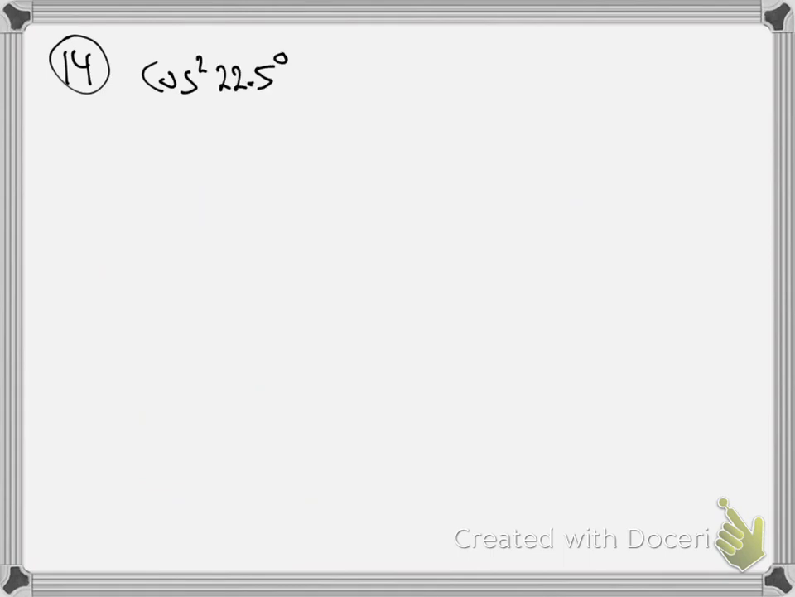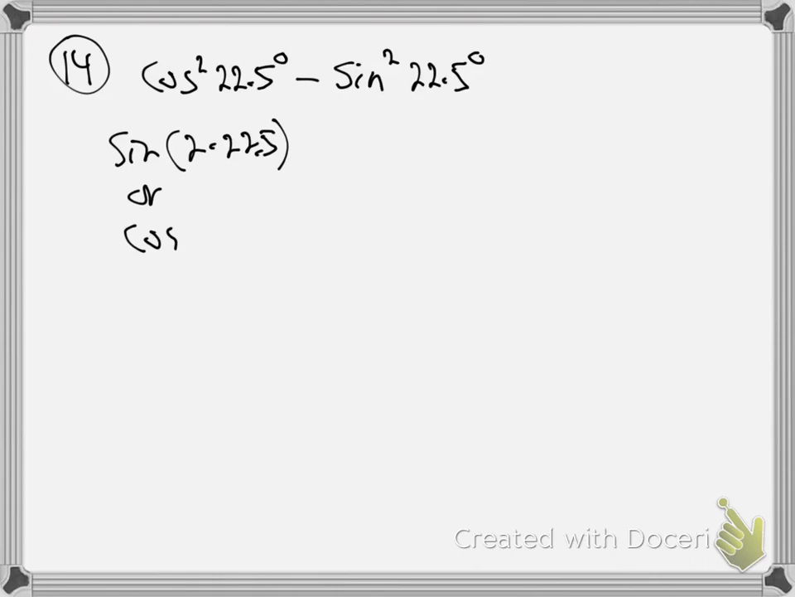Cosine squared 22.5 degrees, minus sine squared 22.5 degrees. All right, so it says some stuff at the top that those words are meant to really help you. It says, write it as sine, cosine, or tangent of a double angle, then find the exact value of the expression. So in other words, I'm supposed to say it's like sine of 2 times 22.5, or cosine of 2 times 22.5. Get the idea? That's what they're saying. When they say rewrite the expression as the sine, cosine, or tangent of a double angle, they mean twice that angle. Why? Because twice 22.5, times 2, is what is it?